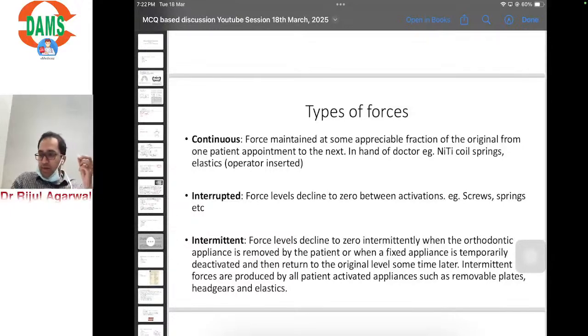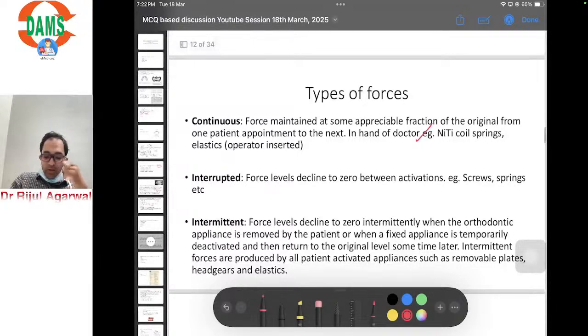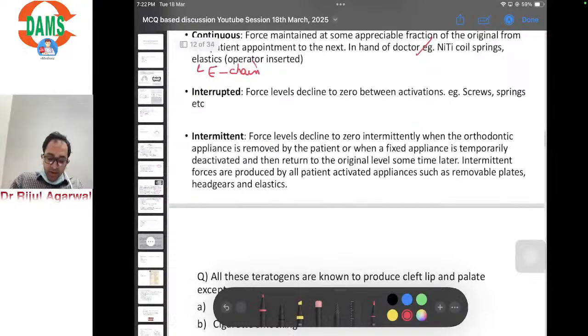From the name itself you are clear, but the most confusion comes in their examples, where questions are made. Continuous examples are nitinol coil spring and elastics which are operator inserted, or you can say E-chain, elastomeric chain. Interrupted, the force declines to zero between activations, like screws, springs, etc. And intermittent, force level declines to zero when the orthodontic appliance is removed by the patient or when a fixed appliance is temporarily deactivated. Examples are removable plates, headgears and elastics.